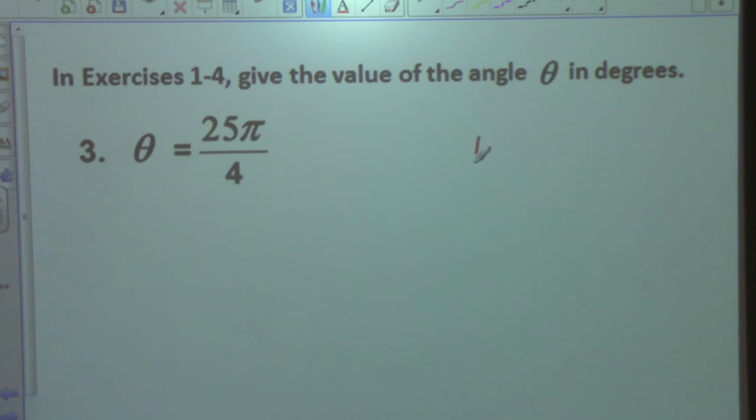Okay. And then, so you got that by just multiplying by 180 over pi. Is that how you did it? Yeah, so that's going to be your correct answer.